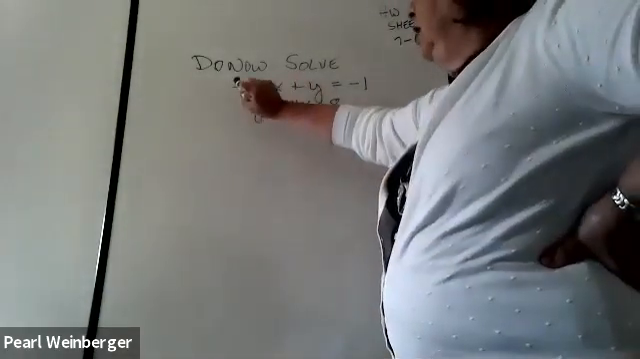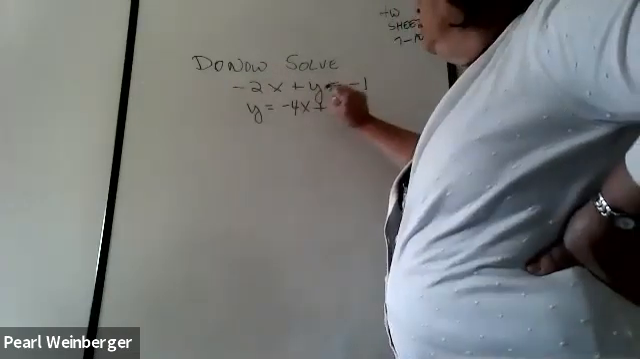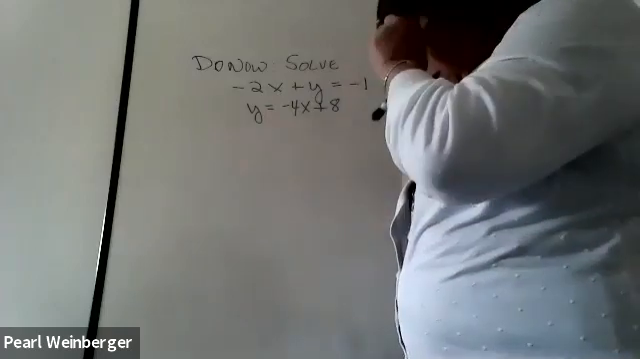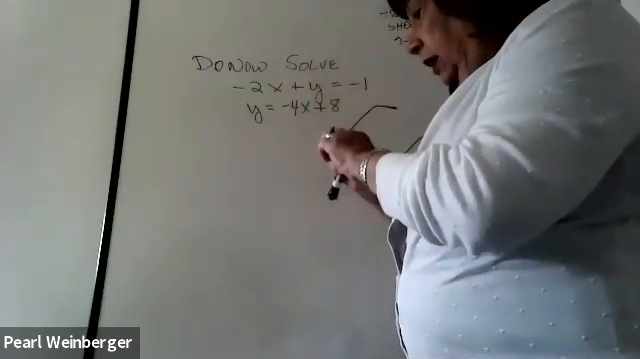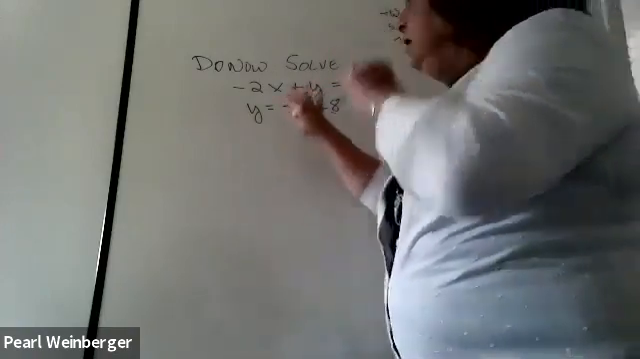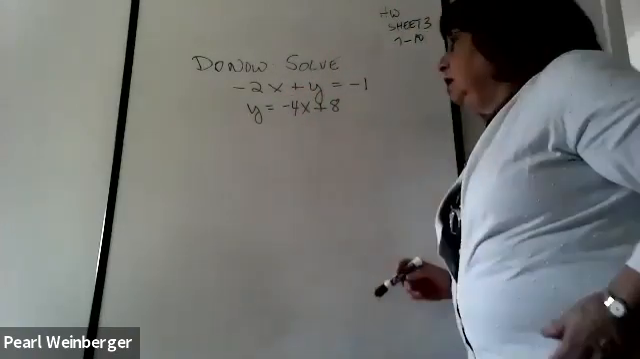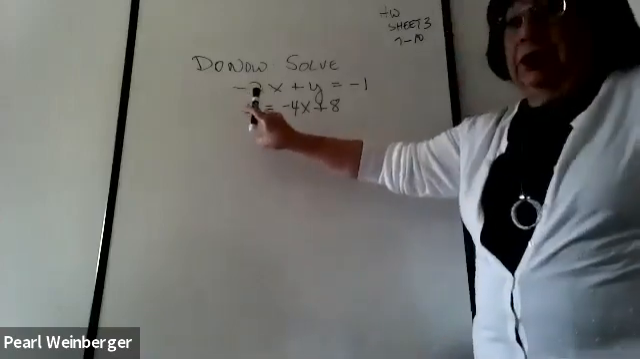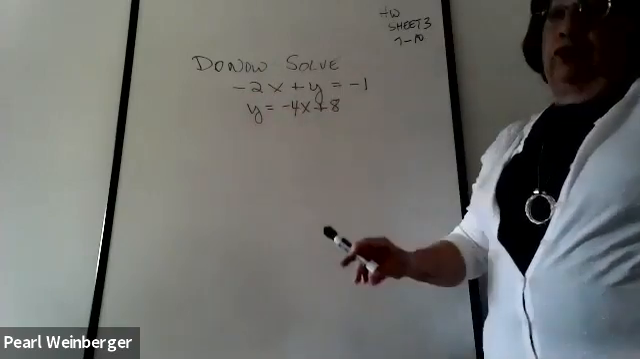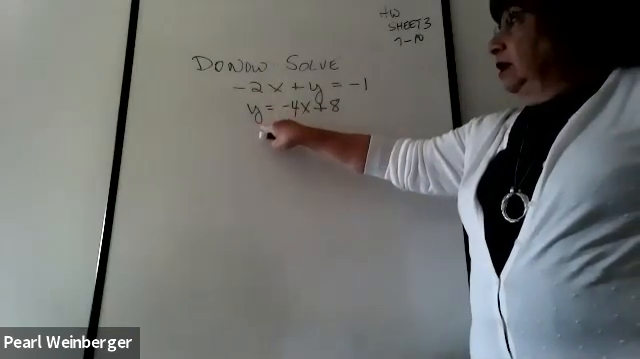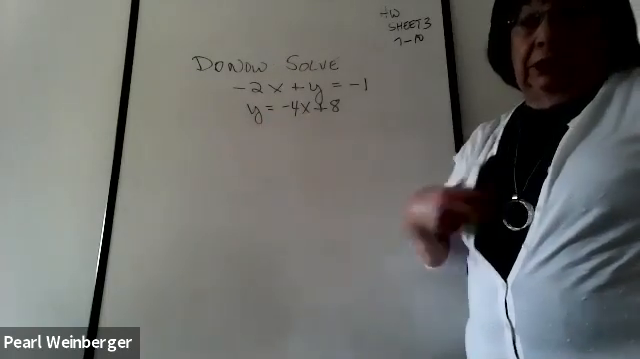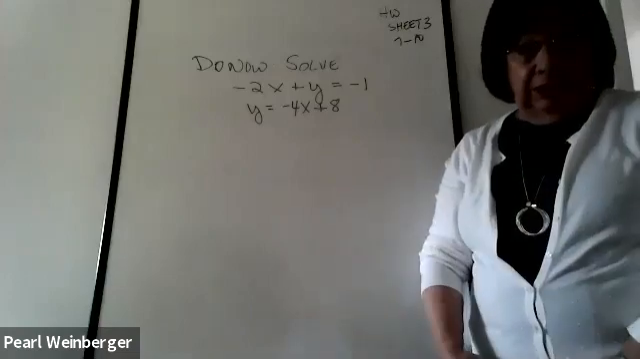So we have one equation that says negative 2x plus y equals negative 1. And our second equation says y equals negative 4x plus 8. And we want to solve this system of equations. Now, since my second equation clearly says y equals negative 4x plus 8, I think that this is a good example to do by the substitution method. I'm going to do it now by the substitution method.